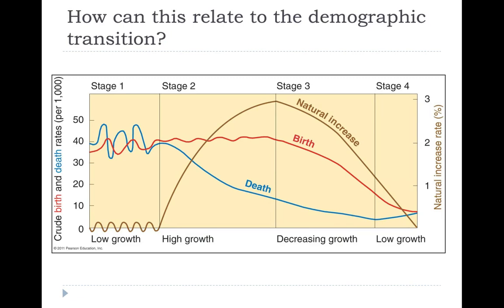So how can this relate to the demographic transition model? Well, we know that 0 countries are in stage 1. Okay, stage 2 are usually our less developed countries. Stage 3 is going to be our newly industrializing countries. And then stage 4 and potentially stage 5 are our more developed countries.